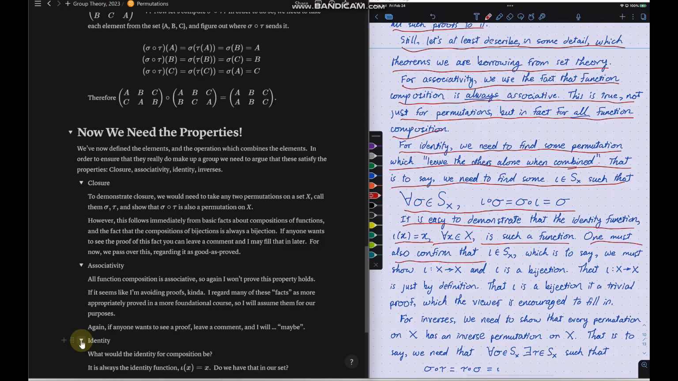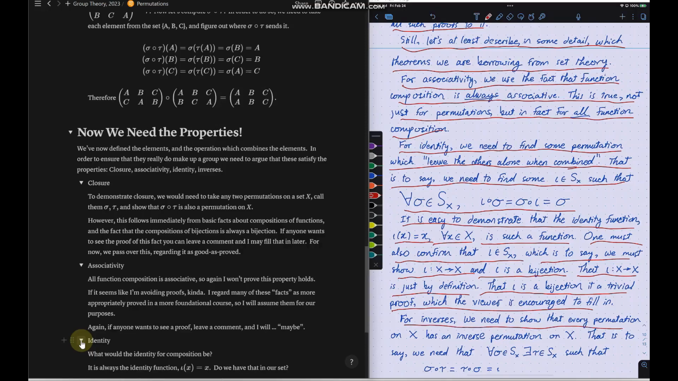One must also confirm that iota is in S sub X, which is to say we must show that it has the appropriate domain and range, and iota is a bijection. That iota has domain X and range X is just by definition, so that's really nothing to prove at all. That iota is a bijection is a trivial proof, which the viewer is encouraged to fill in.